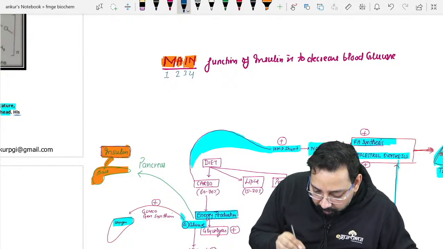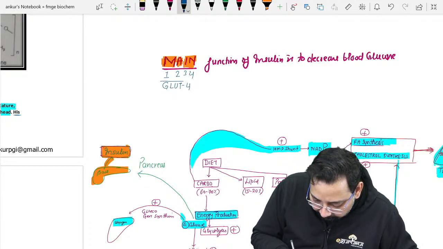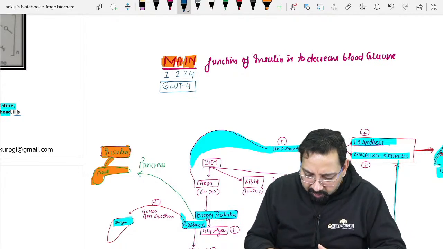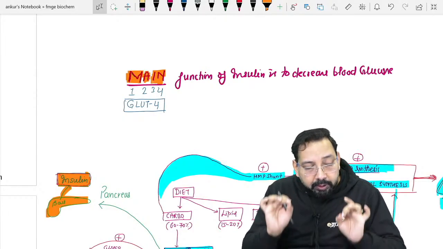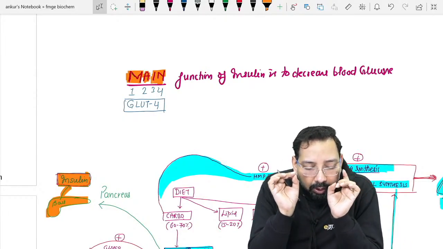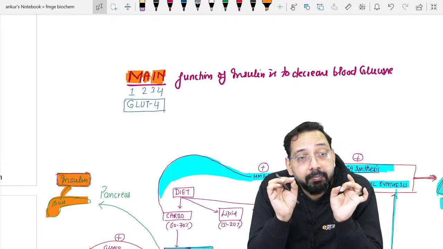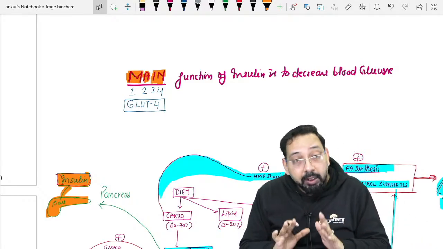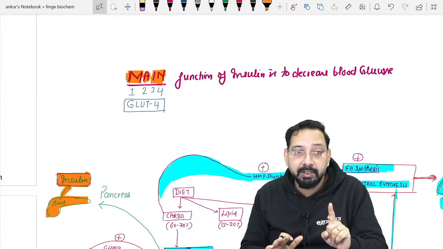So I say glucose transporter 4. Just a mnemonic. But this statement is true every time. Insulin has only one thing in its mind: to decrease blood glucose. Any pathway which decreases blood glucose will be activated by insulin.